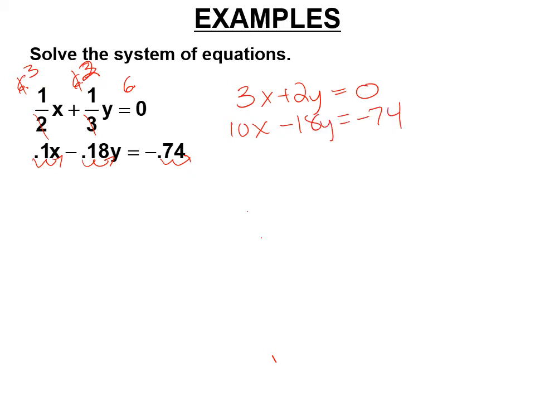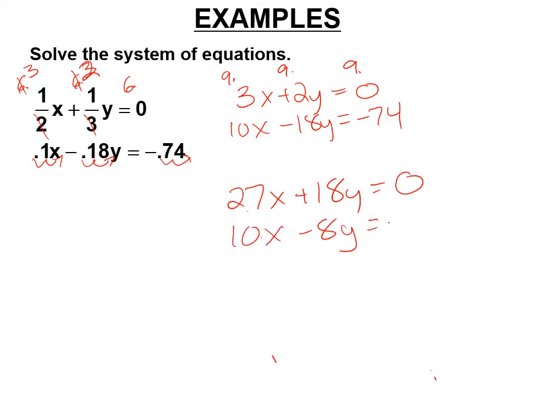Okay, so now what am I going to do here? Well, I'm going to multiply the top one by 9, I guess. I'm going to multiply the top one by 9. And so I get 27x plus 18y equals 0. And then I have 10x minus 18y equals negative 74.